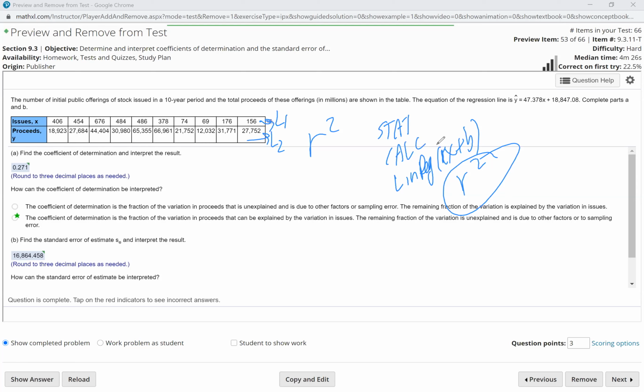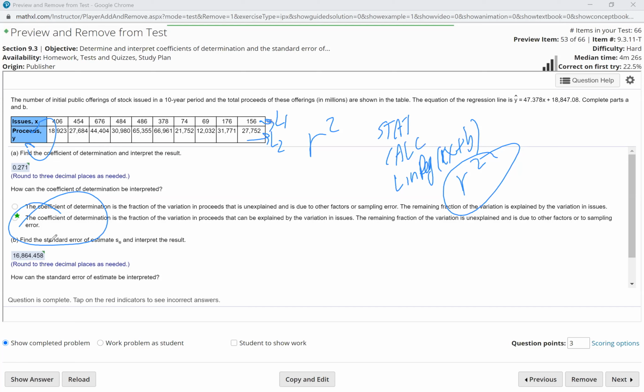And then you will get R squared. How do you interpret R squared? R squared is the percent of the variation of the Y variable that can be explained by the variation in the X variable. So it seems like this is the one right here. He says it is the fraction of the variation in proceeds, which is Y, that can be explained by the change in X. Change or variation is the same word.